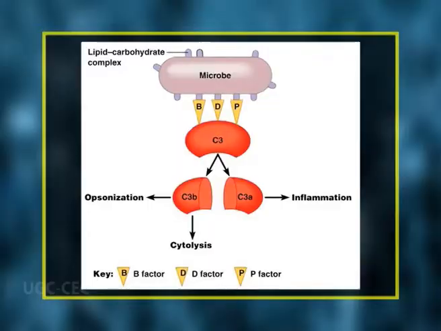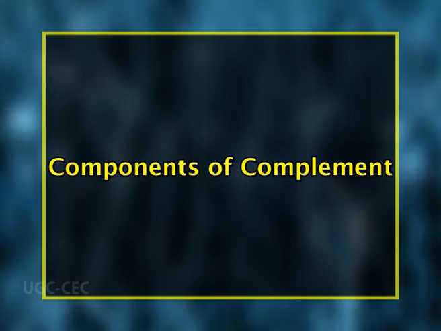An antibody-independent pathway of complement activation was first suggested by Pillemer and his colleagues in the early 1950s, who identified a substance which they called properdin, which was involved in the activation of the complement pathway by yeast and certain bacteria. Now, dear students, we will try to know what are the complement components.